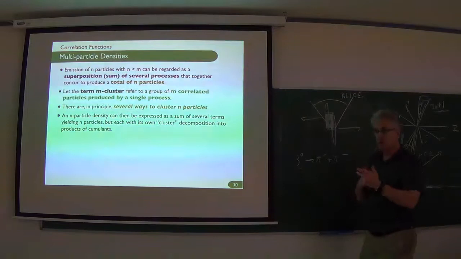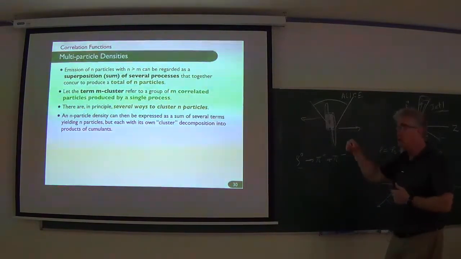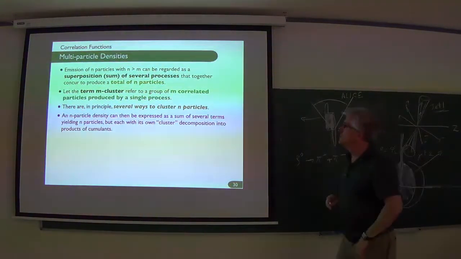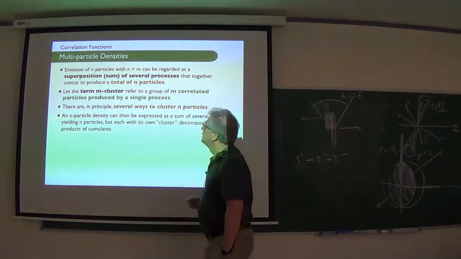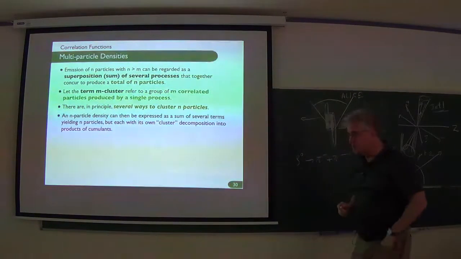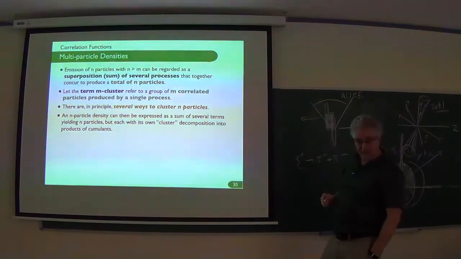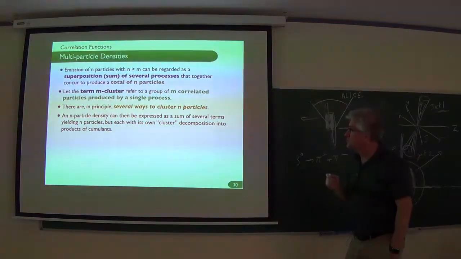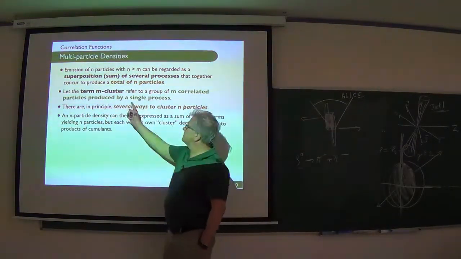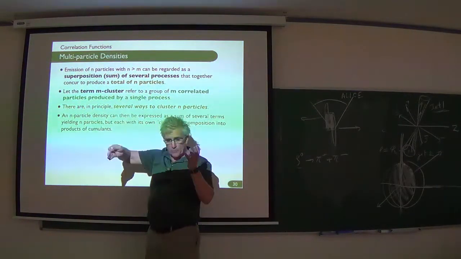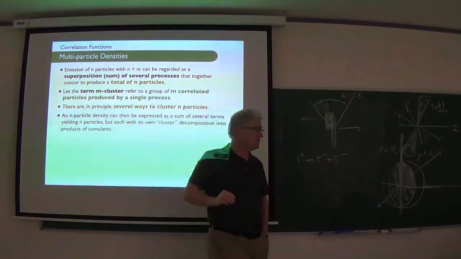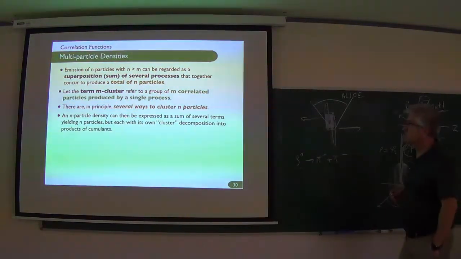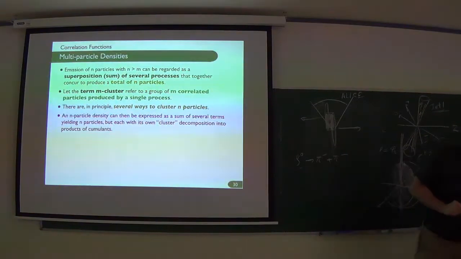Right? There are many ways to partition n objects into subgroups. So I'm going to use the term n-cluster to denote objects that involve n correlated particles. And so what we need to do then is to find all ways to produce all permutations, so to speak, of making these n-clusters part of a collection of n particles. So there are several ways of doing this.